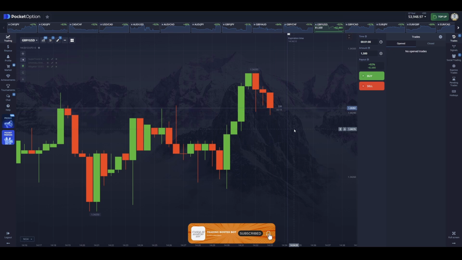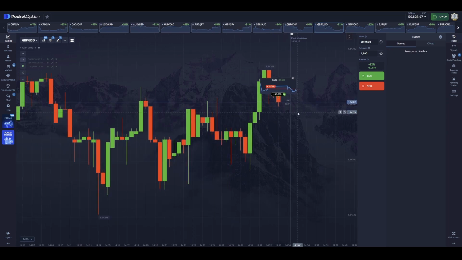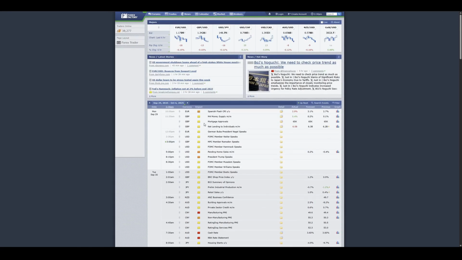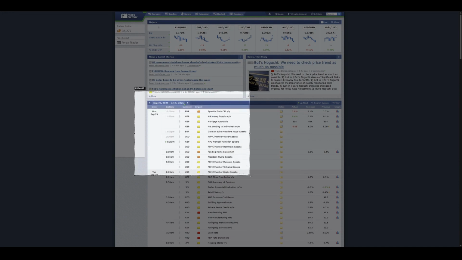For example, right now this is a trade on the British pound to US dollar. First of all, it's bringing me almost $1,400 in profit. And let's see if there was any news about the pound or the dollar. We can see that there are only minor news items regarding the British pound. In other words, they don't affect the news background in any way. There will be news about the dollar later, so they might have had a slight impact.